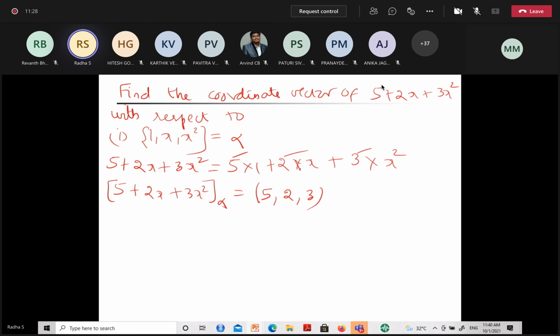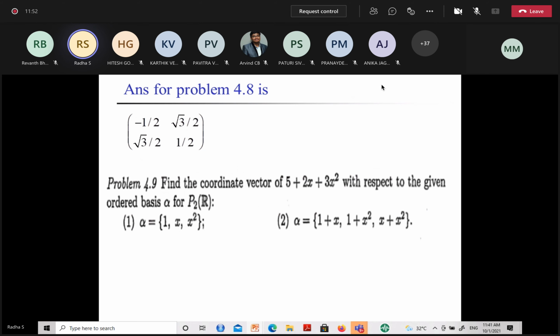This 5, 2, 3 is called the coordinate vector corresponding to the vector 5 plus 2x plus 3x square with respect to the basis 1, x, x square. Just for my convenience, I am giving alpha the name so that I can mention it as alpha. Right? So this is the first part. This is very simple. By easy observation, you can write.